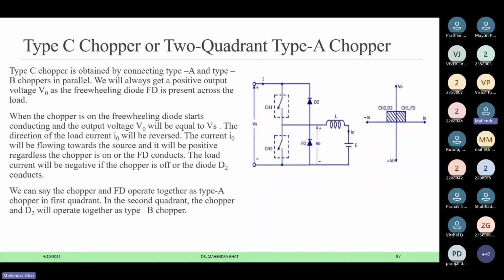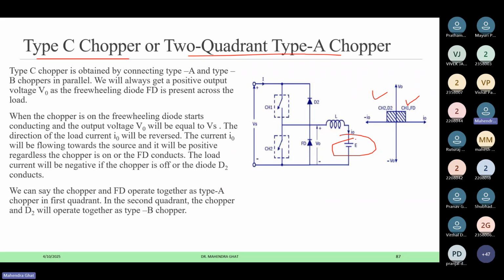Then type C. Type C chopper is the two quadrant operation. Means it can operate in the first quadrant as well as the second quadrant. And again, as for the second quadrant, we require some source at the output. So we can say again the motor load.